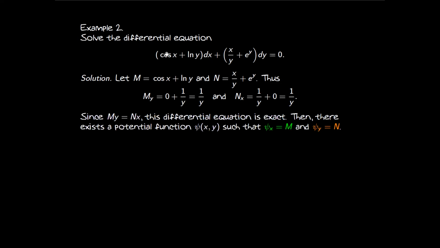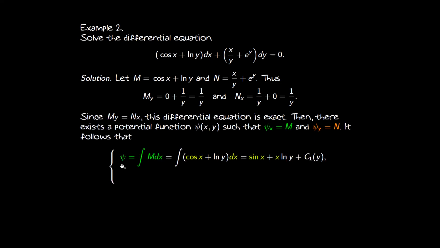So we know this equation is exact, and there's a potential function that satisfies these two conditions. So we can get the psi from the integration of M with respect to x, and it's quite straightforward integration, right? And also we can get the psi from the integration of N with respect to y. So this one is also quite straightforward.